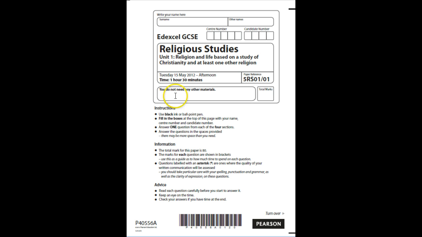This is obviously from a couple of years ago, but the exam is 1 hour and 30 minutes long. For most people, that's 2 years' worth of work that you need to remember and be able to write in 1 hour and 30 minutes.